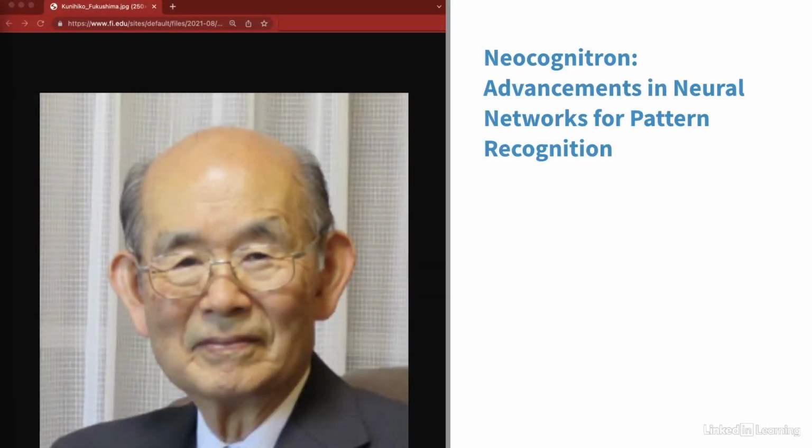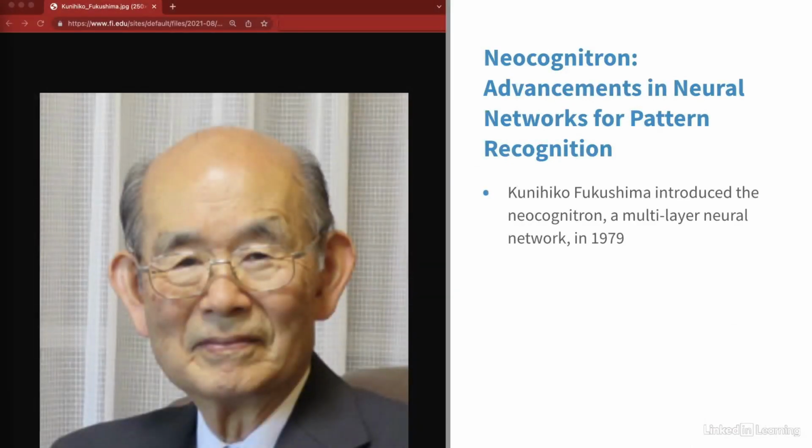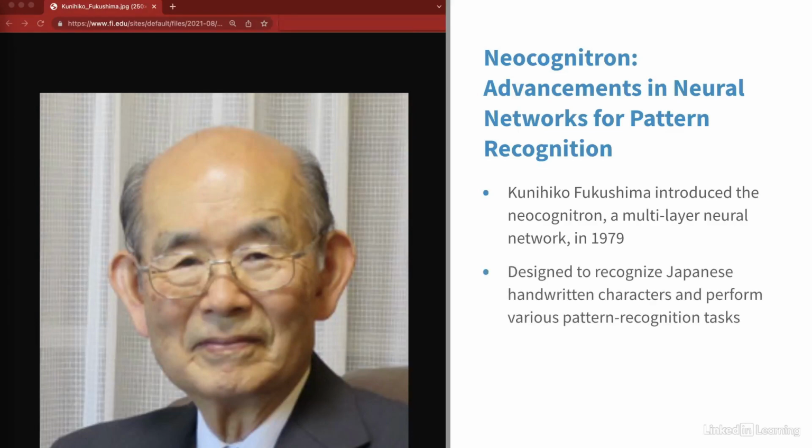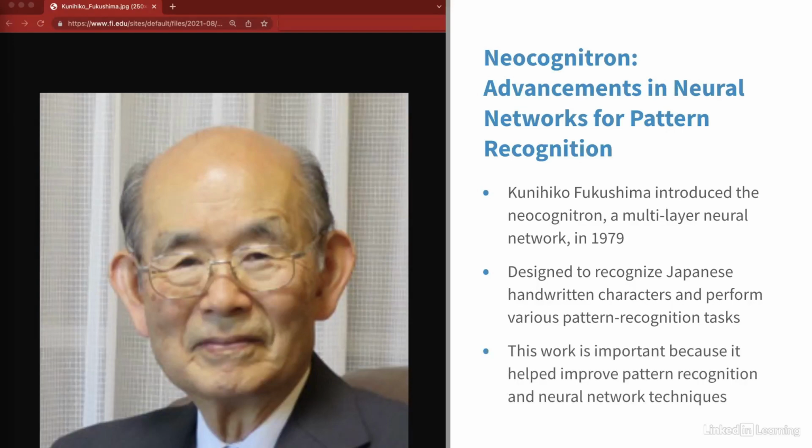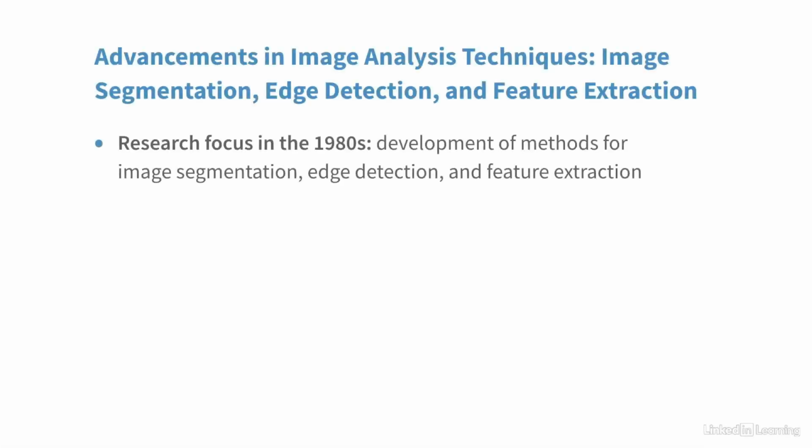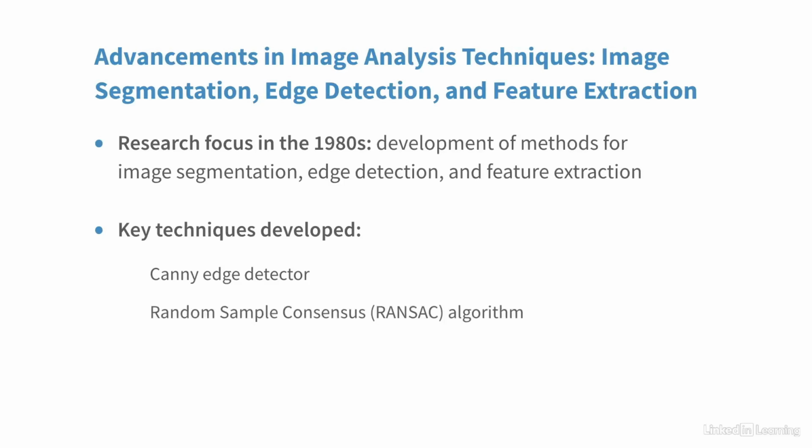In 1979, a multi-layered neural network called the neocognitron was proposed by Kunihiko Fukushima that was used for Japanese handwritten character recognition and other pattern recognition tasks. Fukushima's work, as I'll discuss later, greatly influenced modern convolutional neural networks. In the 1980s, research in computer vision focused on developing methods for image segmentation, edge detection, and feature extraction. Techniques such as the Canny edge detector, the random sample consensus algorithm, and the Hough transform were developed during this time.